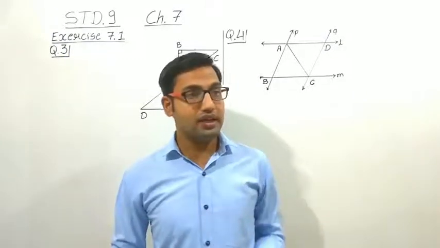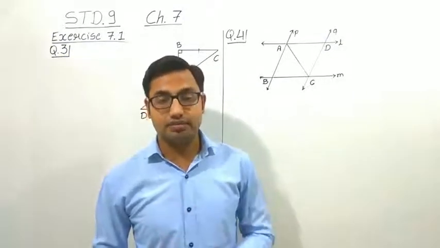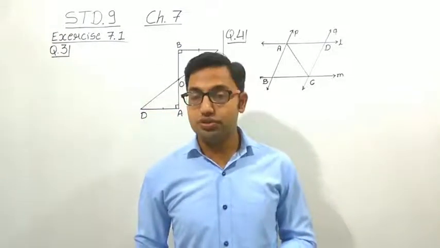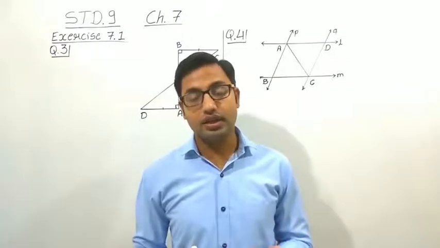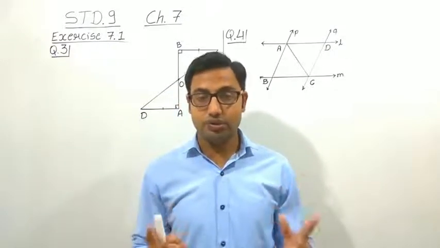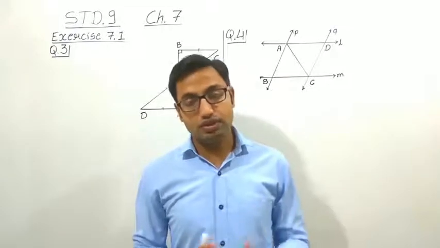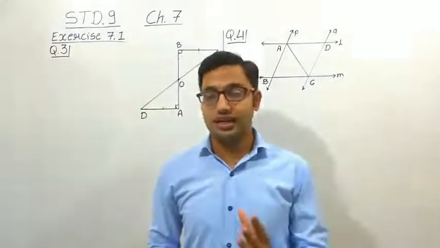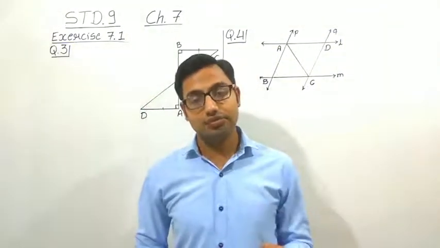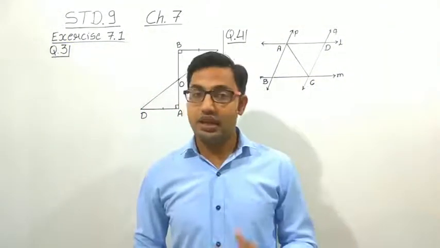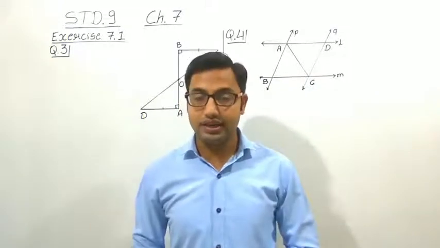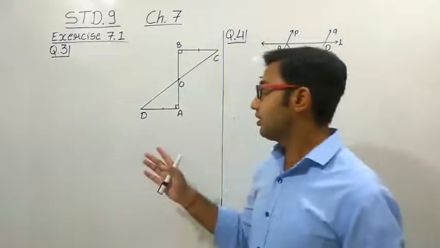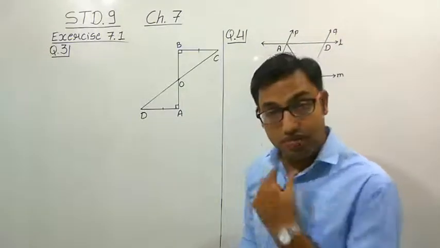Also, one more criterion we have studied, that is angle angle side. That means if two angles are equal, and it is not necessary that the side is included, any other side if also equal in both the triangles, then also we can say that the two triangles are congruent. So till now we have the three criteria: one is side side side, another one is angle side angle, and third one is angle angle side. Based on that, now we are solving question number 3 and question number 4.